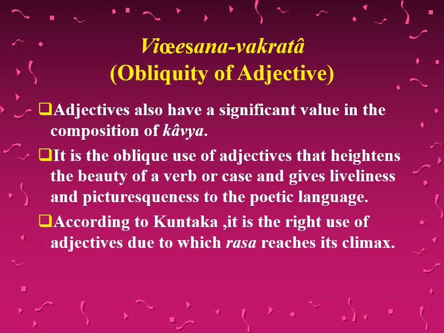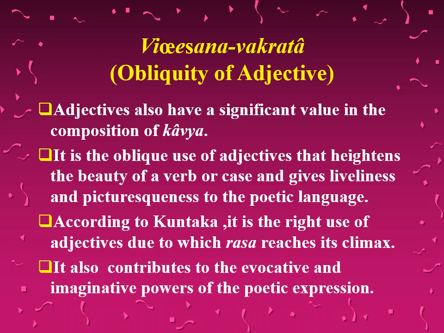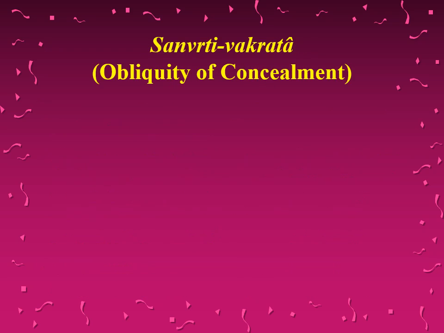And according to Kuntak, it is the right use of adjectives due to which rasa reaches its climax. Rasa is the aesthetic pleasure, the aesthetic experience, which is the aim of kavya, the aim of poetry, and this rasa is to be achieved only through the right use of adjectives. And this obliquity of adjective also contributes to the evocative and imaginative parts of the poetic expression.